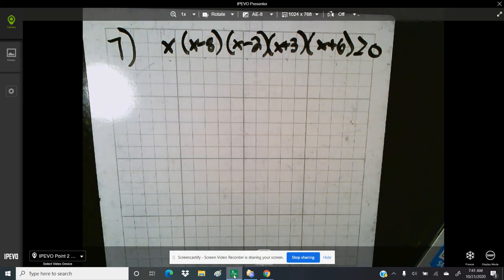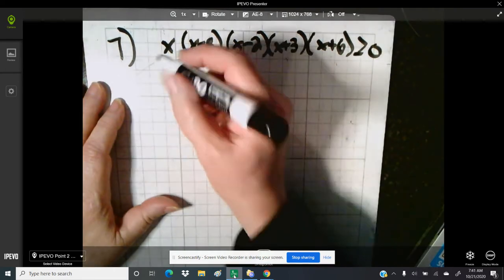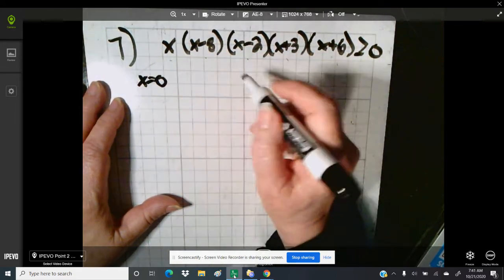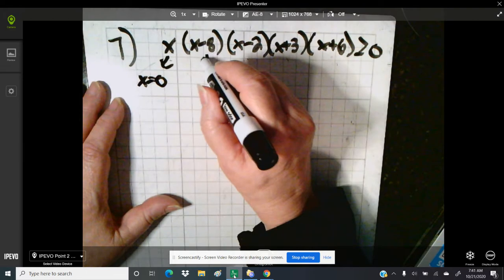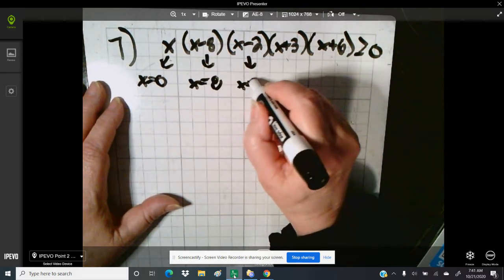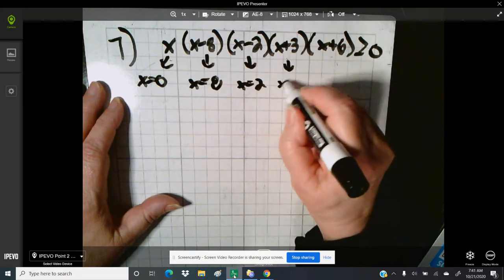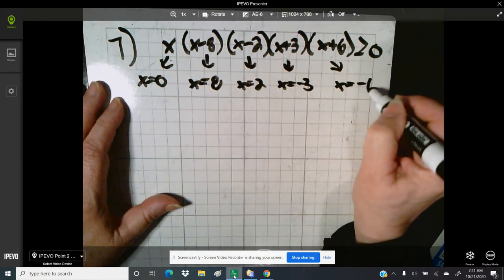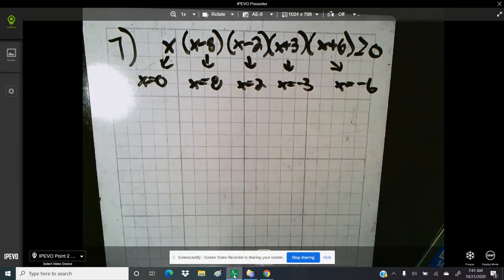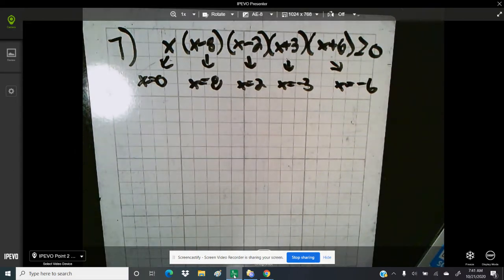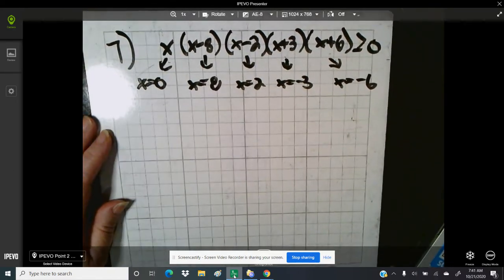So all you really have to do is figure out what the critical values are. If you set each one equal to 0, I would get x equals 0 from here, here I would get x equals 8, and here I would get x equals 2, x equals -3, and x equals -6. So those are my 5 critical factors, and I found them just by setting each one of those parentheses, or this x, equal to 0.